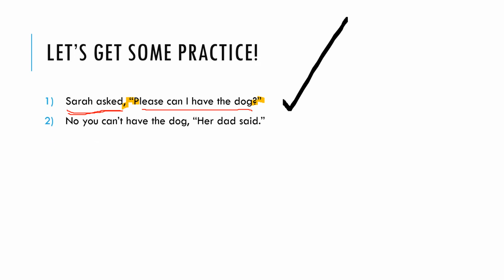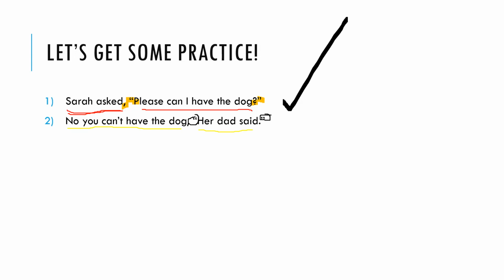Let's look at this second sentence. "No, you can't have the dog," her dad said. So let's look in. I see that there is a tag. I also see that there's a quote. However, their quotation mark isn't around the quote. It's around the tag.